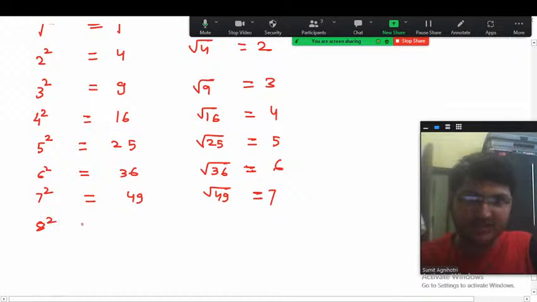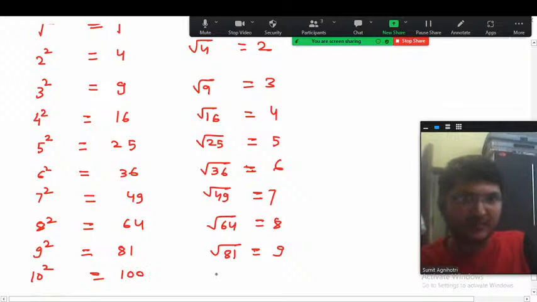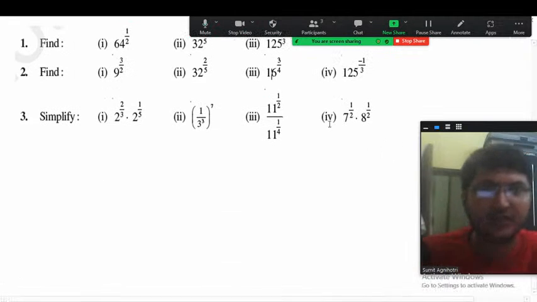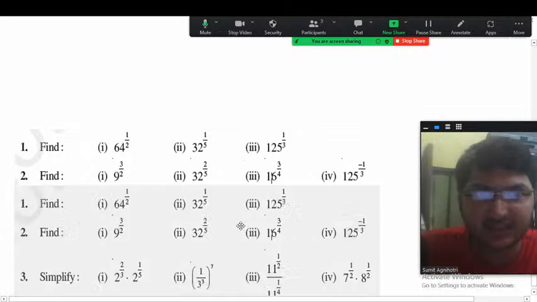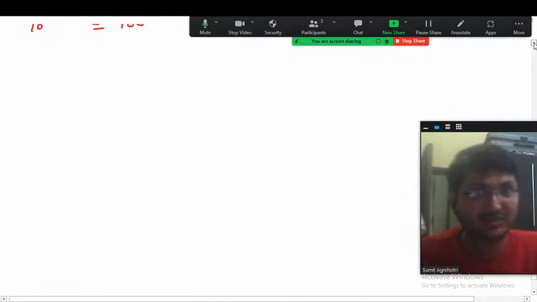8 square is how much? 64. That is why the square root of 64 is how much? 8. 9 square is how much? 81. That is why the square root of 81 is 9. Similarly, 10 square is 100, that is why the square root of 100 is 10. Just keep on solving it. I want you to consider the square roots of 30 values and remember them as well.